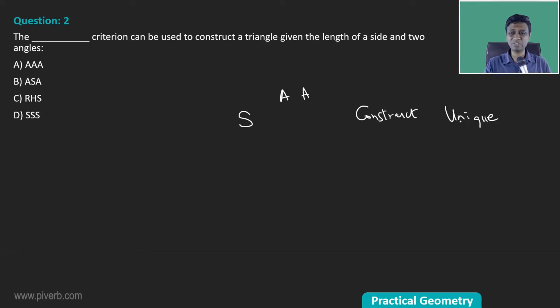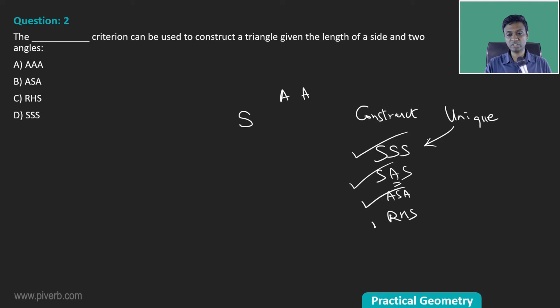Given three measures of a triangle, the best way to be sure that you have a unique triangle is to think about congruence. You have SSS, SAS, ASA, RHS. If you're given three sides, we can draw a triangle. If you're given two sides and the included angle, you can draw a unique triangle. Two angles and the included side, we can draw a triangle. Given a right angle, hypotenuse and a side, we can draw a triangle.